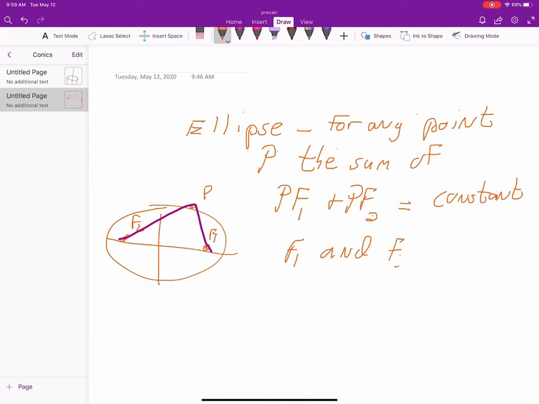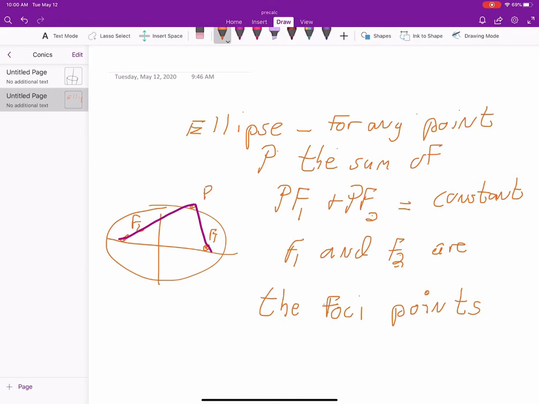F1 and F2 are the foci. Foci. So if I don't press it hard enough, I don't get it to write, and if I go harder, it kind of makes that noise. Foci are points. There we go. Okay, so there's that.